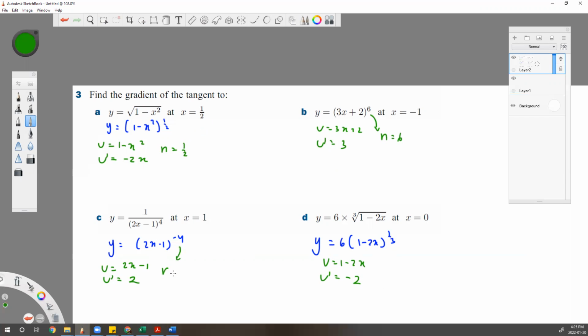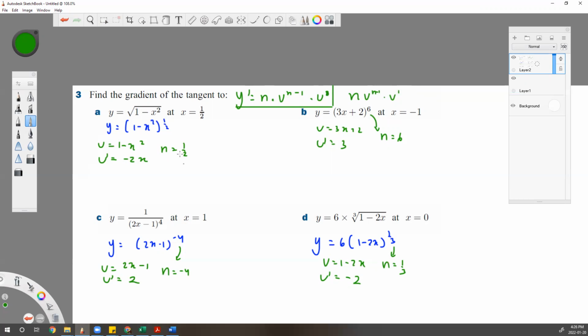N equals -4. N equals 1/3. Okay, the formula: y'(x) equals n times u to the power n minus 1 times u'(x). I think I need to give you the simple way, the shortcut. If you forgot, it's n times u to the power n minus 1, times u'(x).